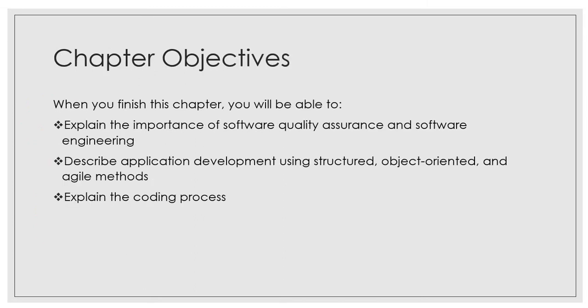And therefore, at the end of this video, you are going to accomplish these 3 chapter objectives. The first one, you are going to explain the importance of software quality assurance and software engineering. The second one, you will be able to describe the application development using the structured, object-oriented, and also the agile method. And finally, number 3, you will be able to explain the coding process.